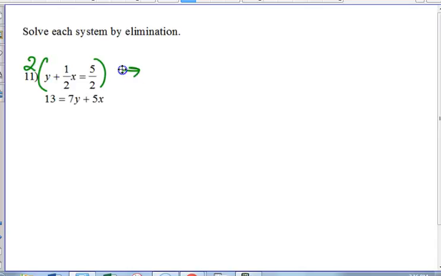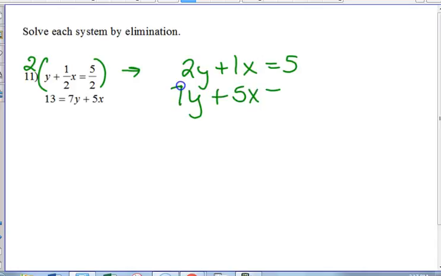If I multiply through by 2, I get 2y plus 1x equals 5. Nobody's lost yet? Okay. Now the bottom one, I'm actually going to just move the 13 to the other side so that it says 7y plus 5x equals 13. How many of you is going to bother you because I have the y's in front of the x's? I actually like this. We'll see how it goes. What do you think, Sarah? What should we do now?